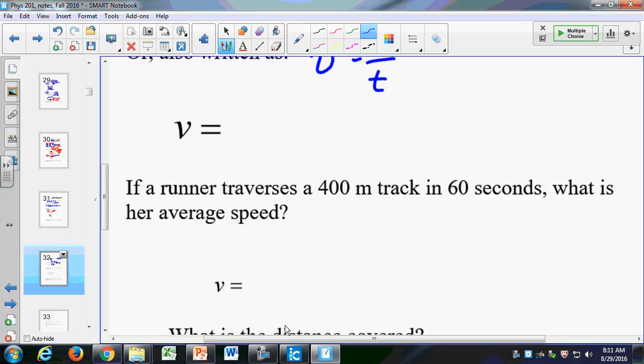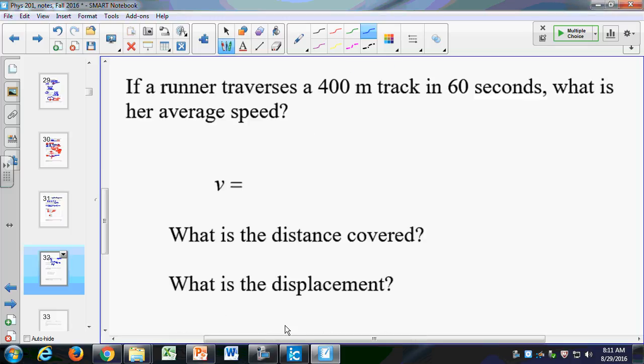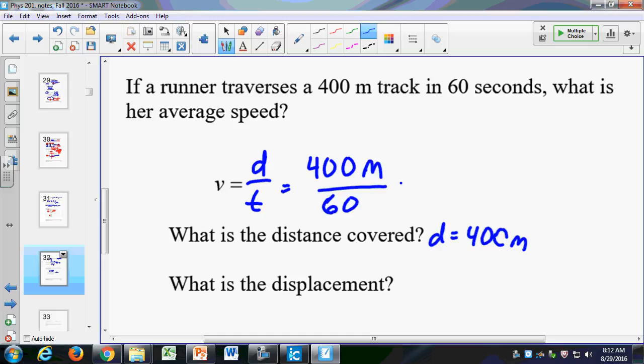So if a runner runs a 400-meter track in 60 seconds, how would we find his average speed? I would just divide those two. So I would say distance over time. My distance is equal to 400 meters. Remember, no signs there. So I have 400 meters divided by 60 seconds. 0 cancels. What's that? 7 point something. We'll just call it 7 meters per second. All right. So that's our average speed.